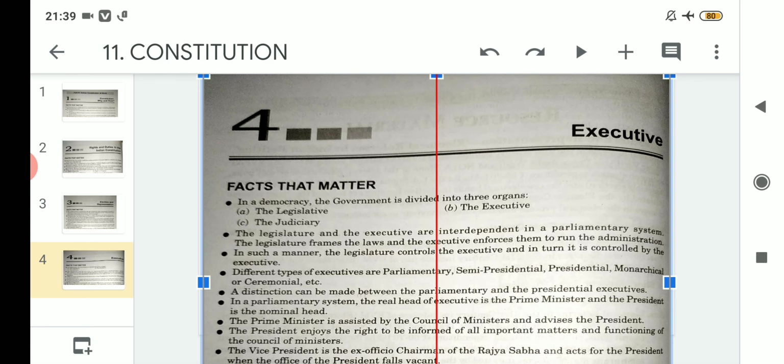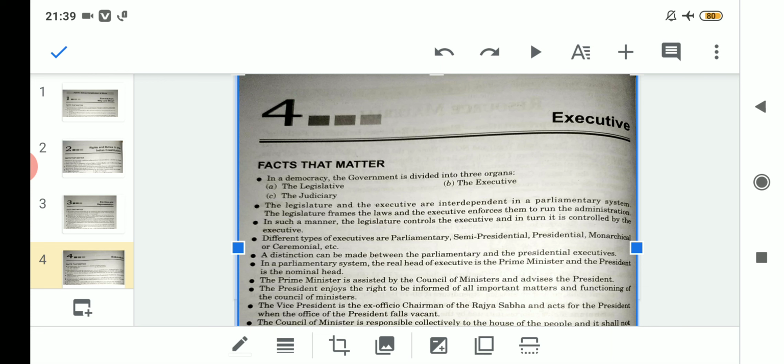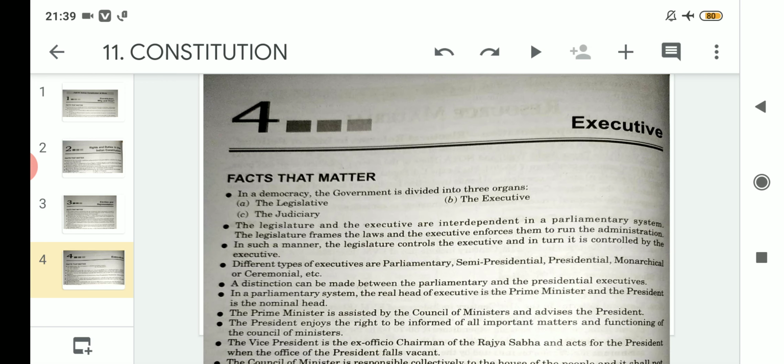After that, there comes the vice president. The vice president is the ex officio chairman of the Rajya Sabha and acts for the president when the office of the president falls vacant. So after the president comes the vice president. The vice president is also the ex officio chairman of the Rajya Sabha. That means the upper house is known as the Rajya Sabha in India, and its ex officio chairman is the vice president.